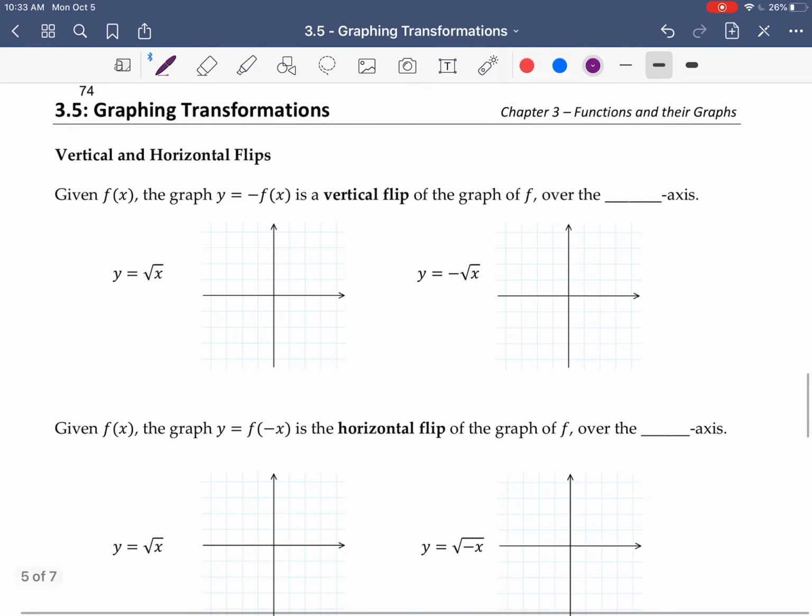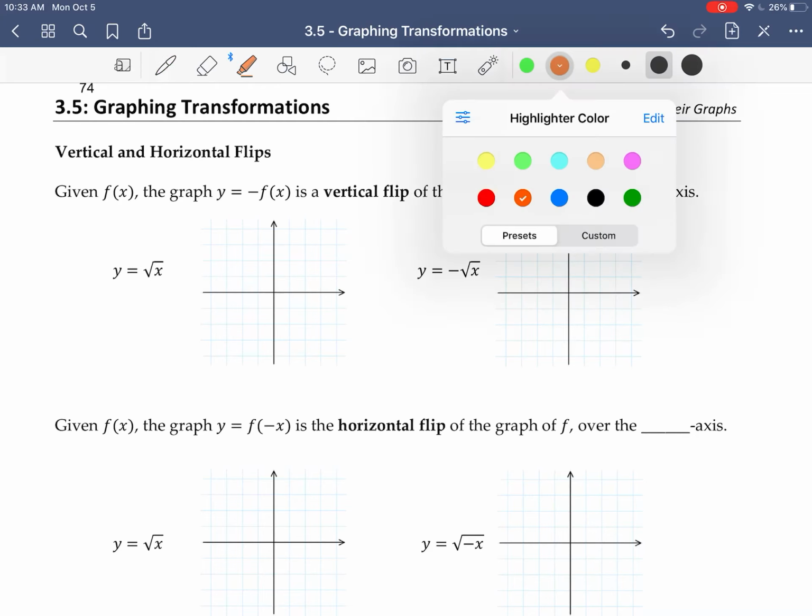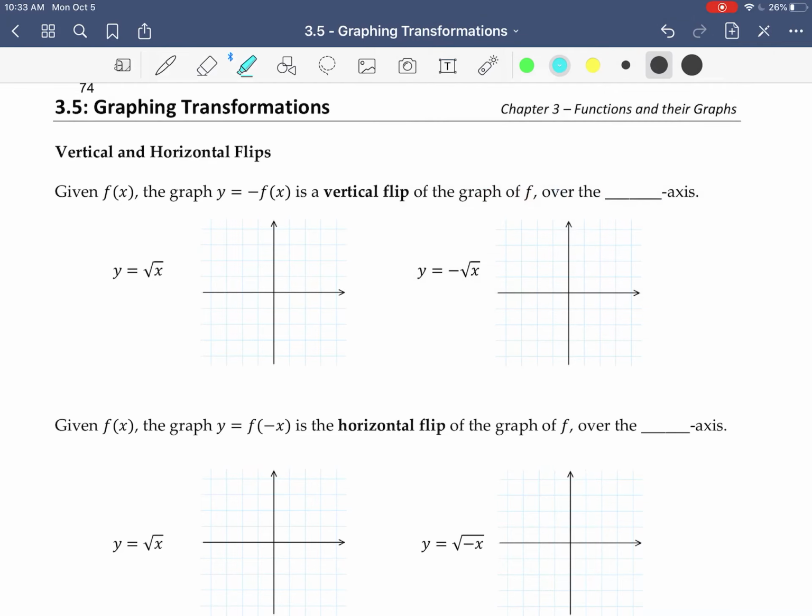So let's talk about the flips. Another type of transformation is a flip over an axis. So we have the vertical or the horizontal flips. Now I'm going to need some more colors here. I guess I haven't done this one. So if we have a vertical flip, then we're going to flip over the x-axis. So the y values get multiplied by a -1.